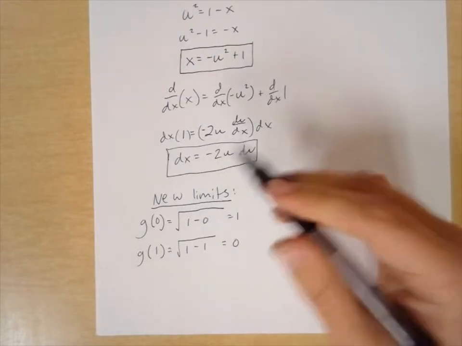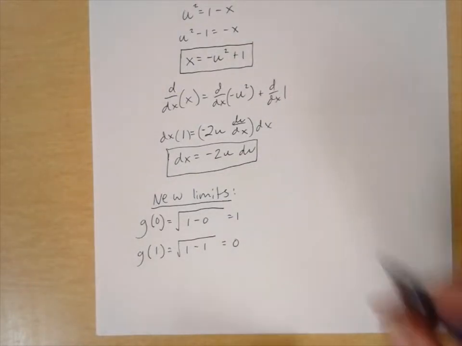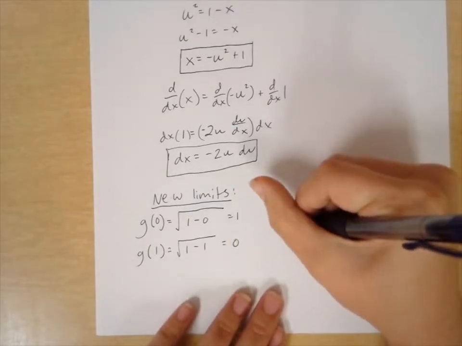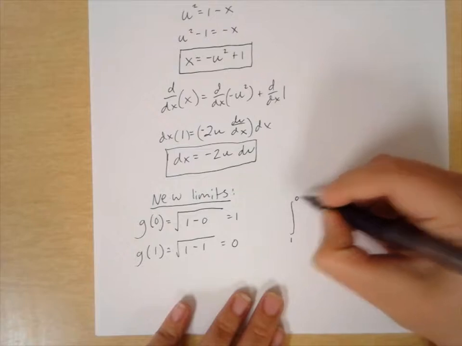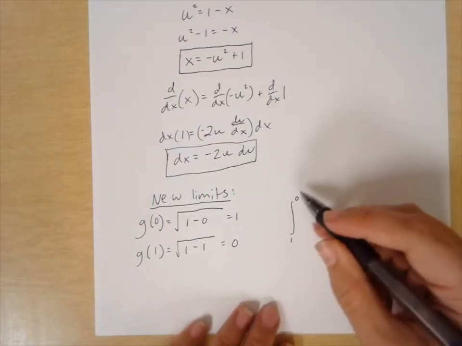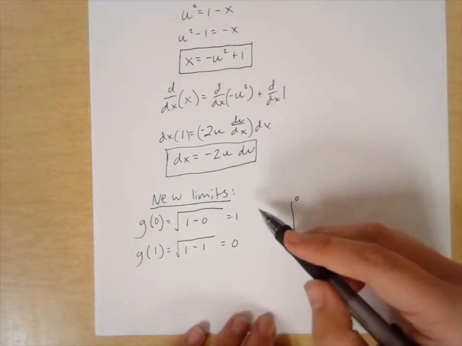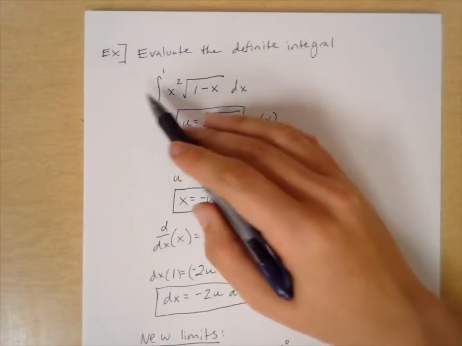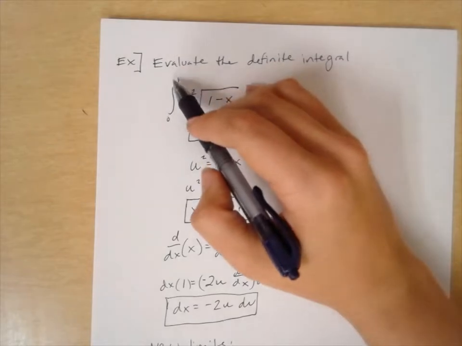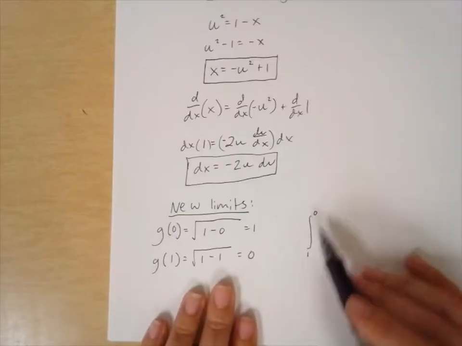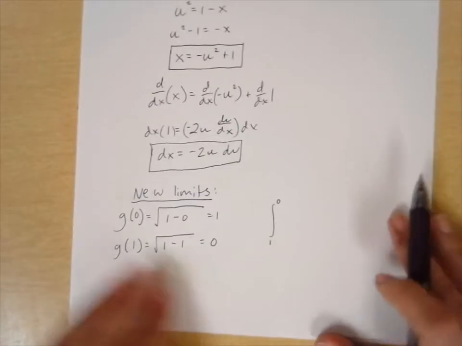I want you to understand that they're going to look a little bit different. When we write our new integral, this one came first, 1, and then we had 0. That's okay. We shouldn't be changing those around. When we evaluated at 0, we got 1. When we evaluated at 1, we got 0. So that's exactly the way they should look.